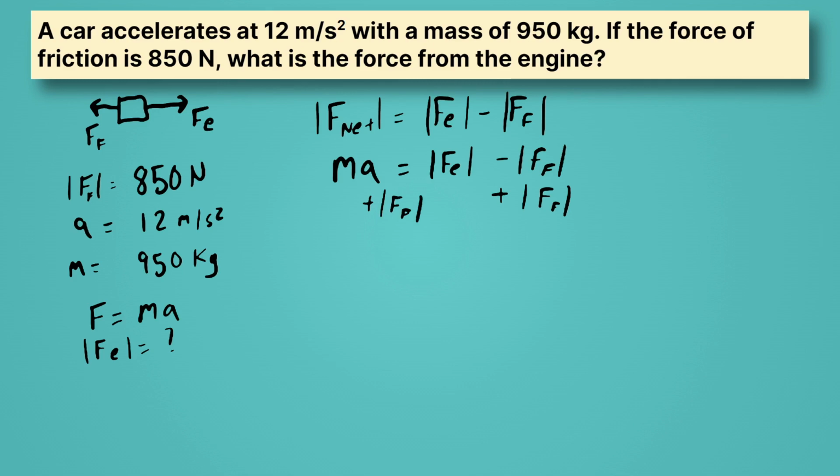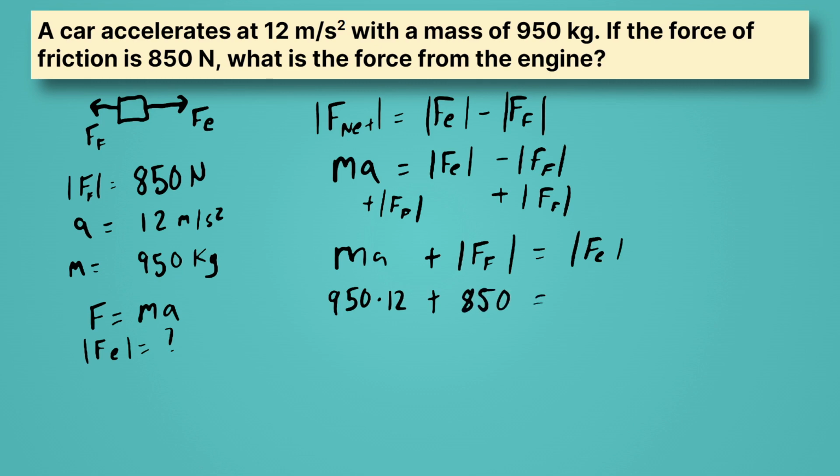Okay, that's going to give me mass times acceleration plus the force of friction is all equal to the force of my engine. Now I'm ready to plug in the variables that I have. I'm going to plug in 950 for mass, 12 meters per second squared for acceleration, plus the force of friction, which is 850 newtons. When I plug in 950 times 12, I'm going to get 11,400, and then I'm going to add 850 to that, and I'll get 12,250 newtons is equal to the force of my engine.